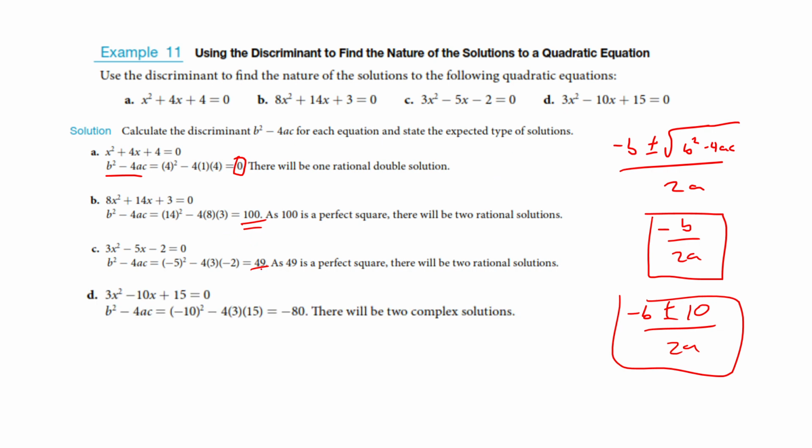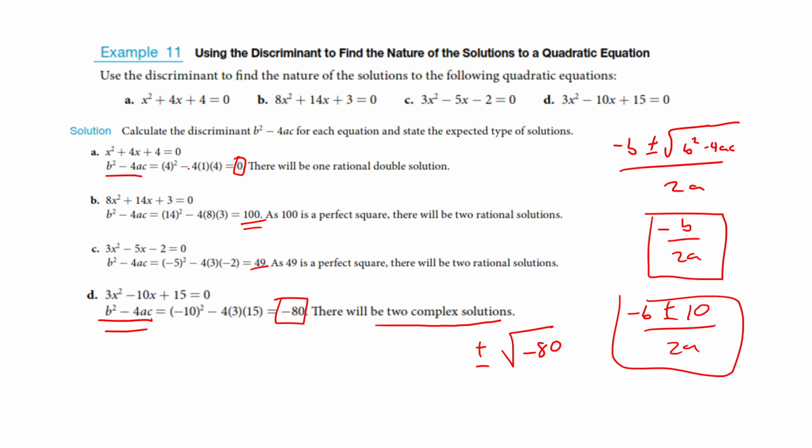Now, on this last one, our discriminant, this portion underneath the root, turns out to be a negative number. Well, do you see where this is going? If I had a negative number underneath there, and I'm adding, subtracting, this is two complex numbers. We'd have to deal with the I stuff. So I'd have plus or minus two numbers that involve I, so there'd be two complex solutions.